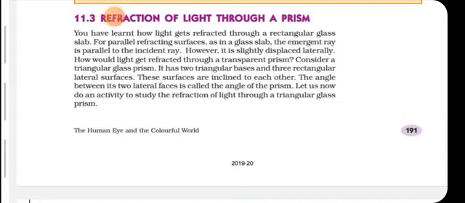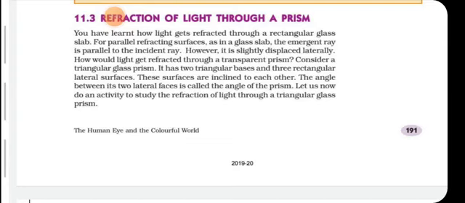For parallel refracting surfaces as in a glass slab, the emergent ray is always parallel to the incident ray. I repeat, the emergent ray is the ray which is coming out of the slab. The emergent ray is always parallel to the incident ray. It is slightly displaced laterally.